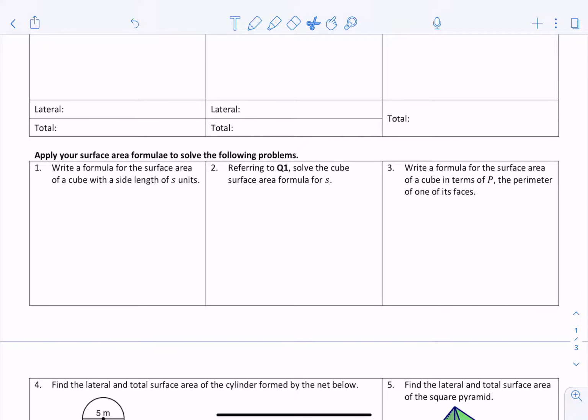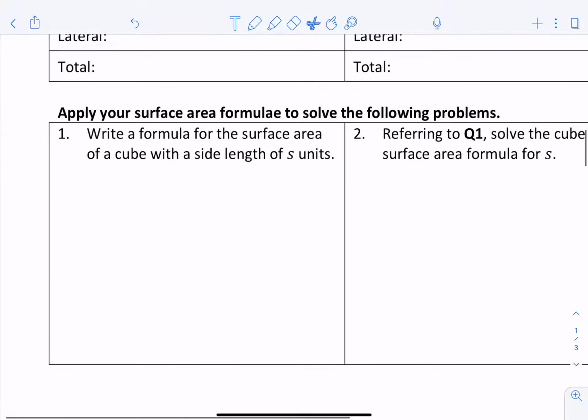Right, let's take a look at the first 3 problems on this surface area exploration worksheet. Apply your surface area formulae to solve the following problems. Let's take a look at number 1. Write a formula for the surface area of a cube with a side length of s units.